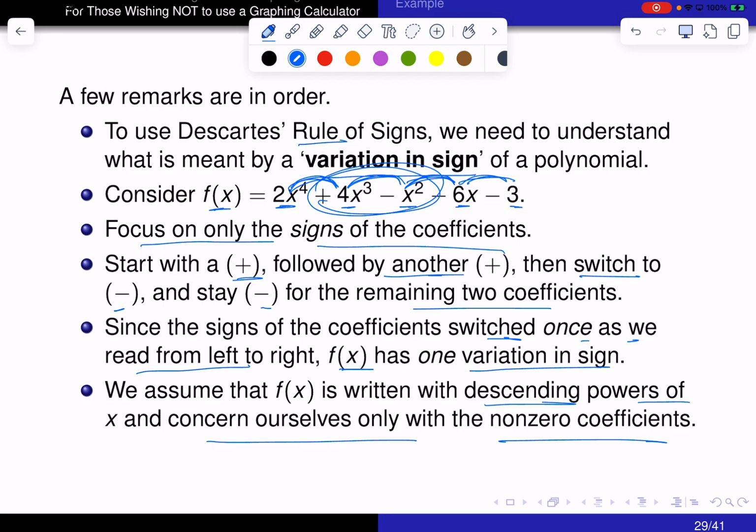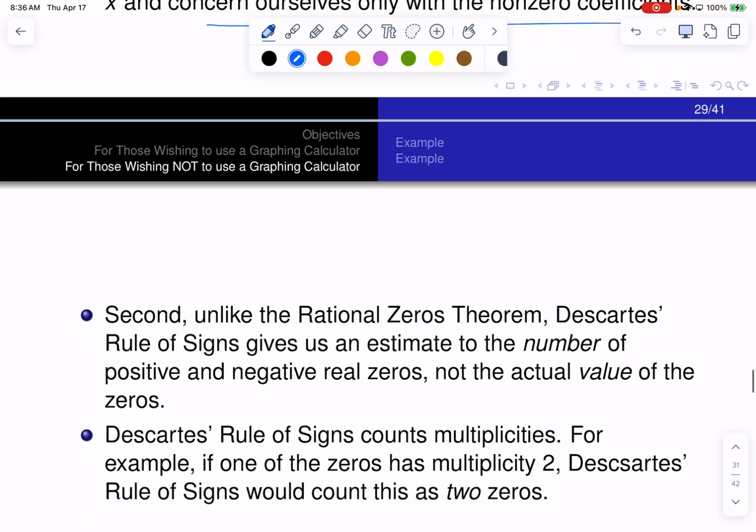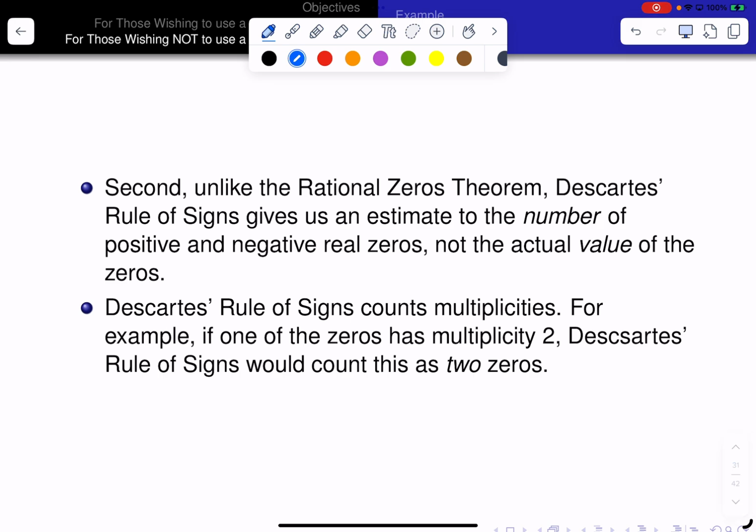Okay? You don't worry about if x to the third is missing. You don't care. All right? Second, unlike the rational zeros theorem, Descartes' rule of signs gives us an estimate of the number of positive and negative real zeros, not the actual number of zeros. So Descartes' rule of signs does count multiplicities. For example, if one of the zeros has multiplicity 2, Descartes' rule of signs would count this as 2 zeros.